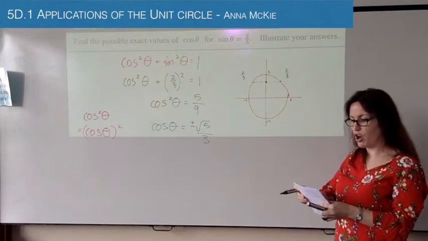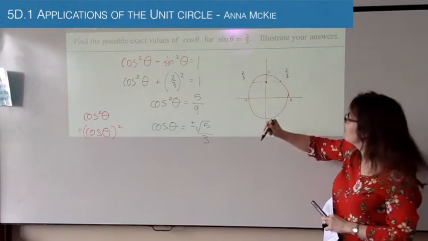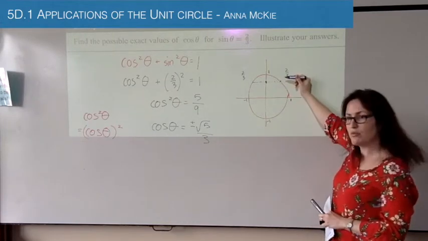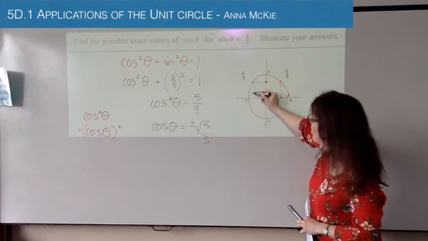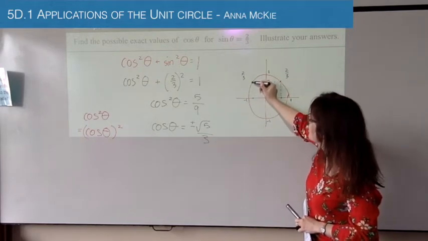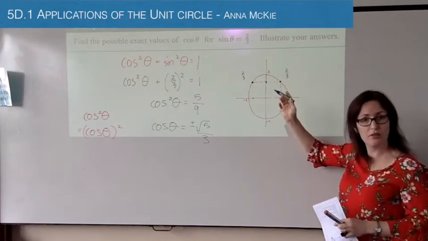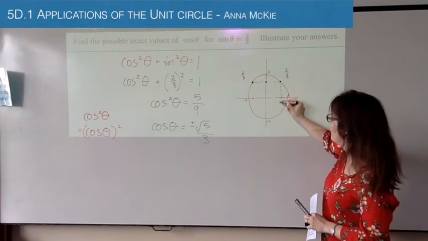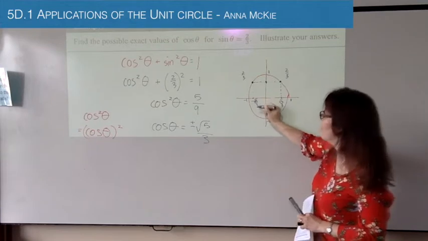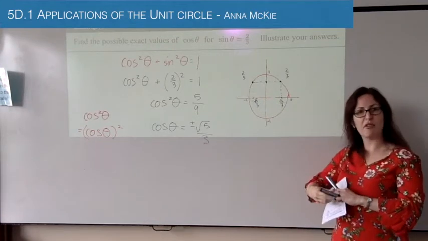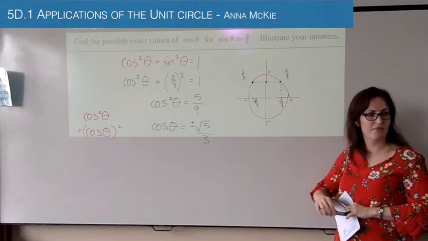Now let's think about the cos. At those points, we're saying that it's root 5 on 3. So that would be down here and down here. So it's essentially those 2 spots on the circle. And here we have root 5 on 3, and over here would be the negative root 5 on 3. So there we've illustrated our answers.